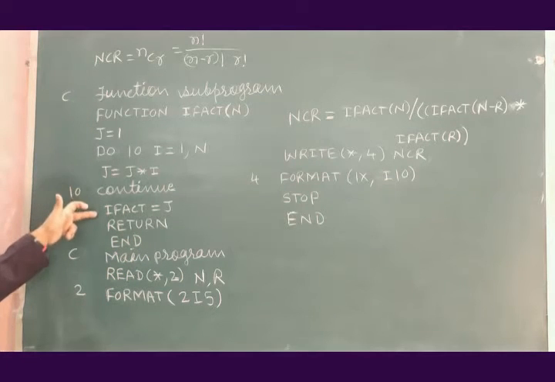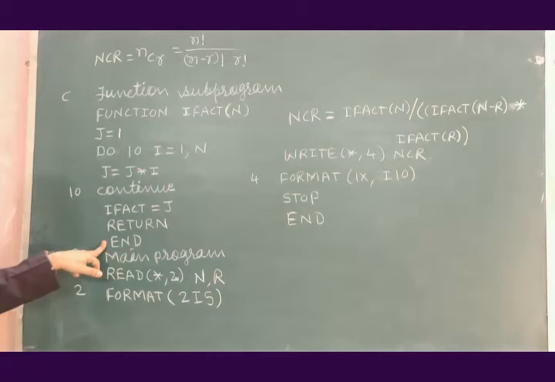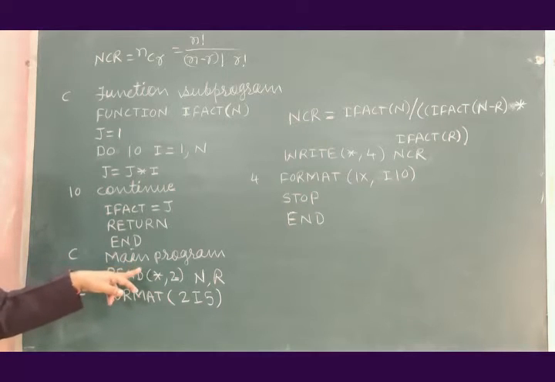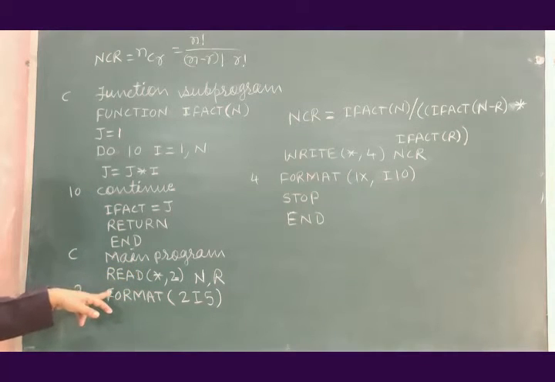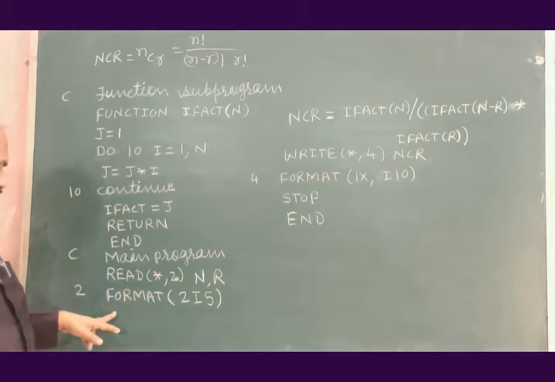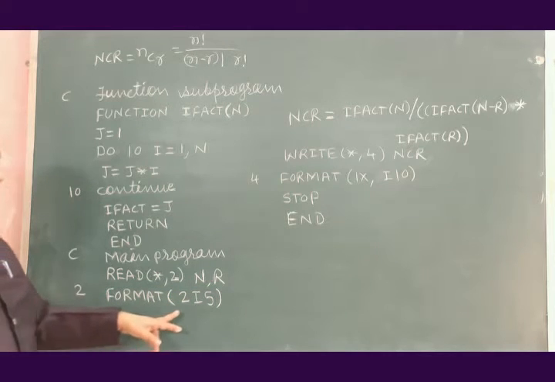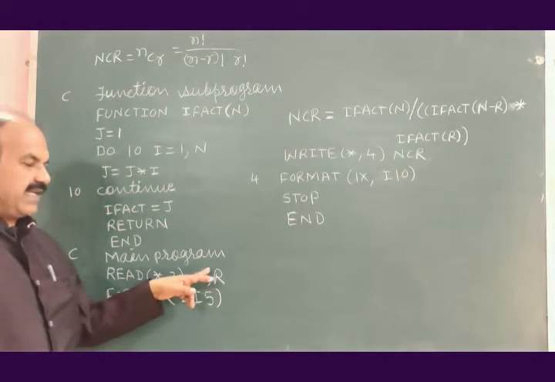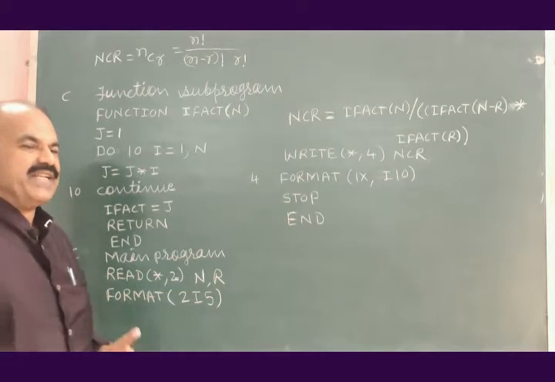The function subprogram is completed up to here. Then the main program. What are we going to find in the main program? Before that, read the values of n and r that you need. In what format? In this format, I5. N and r are both taken as integers.